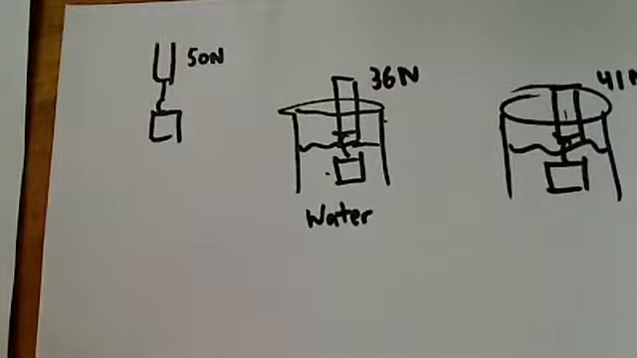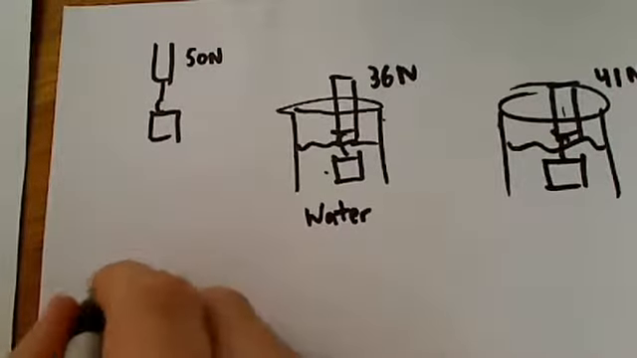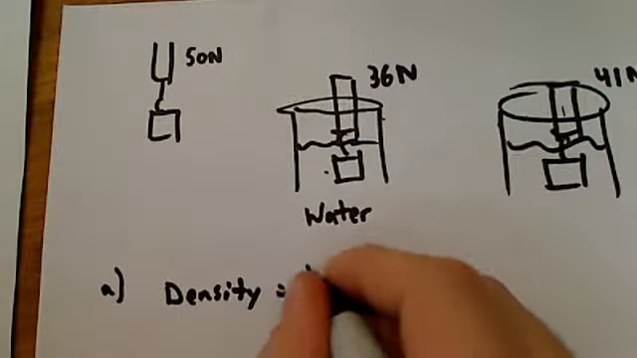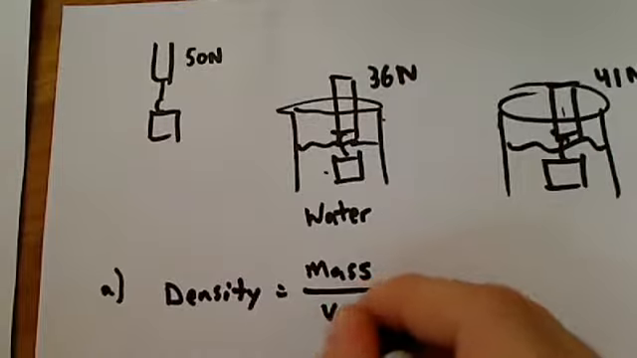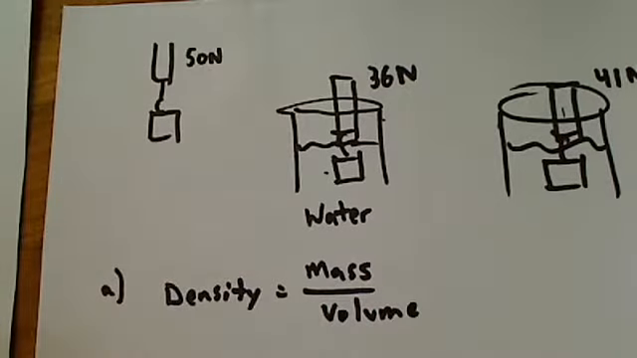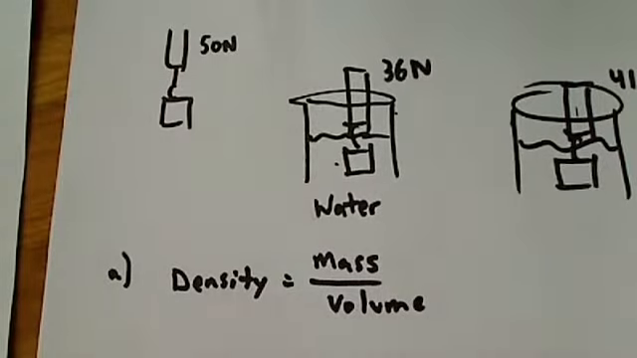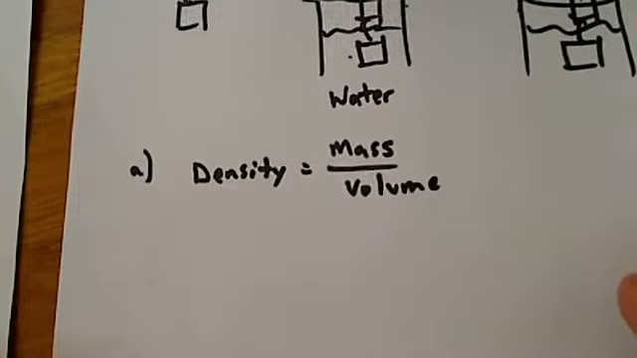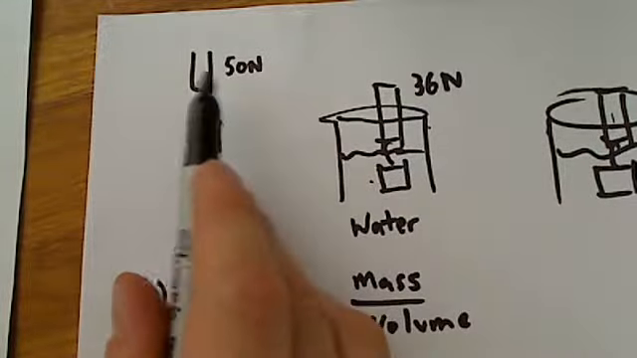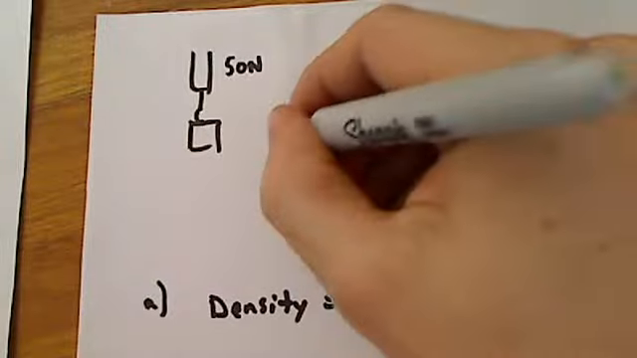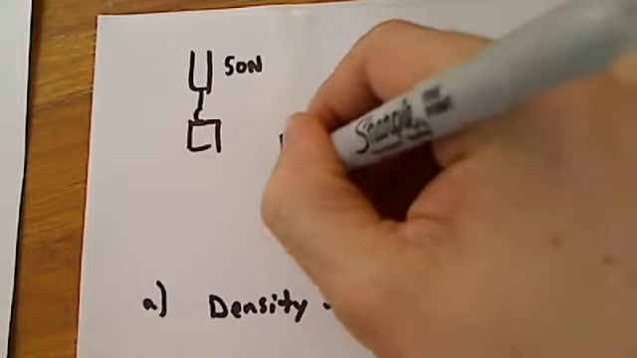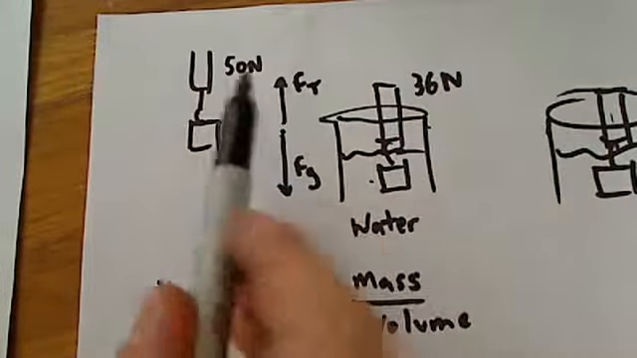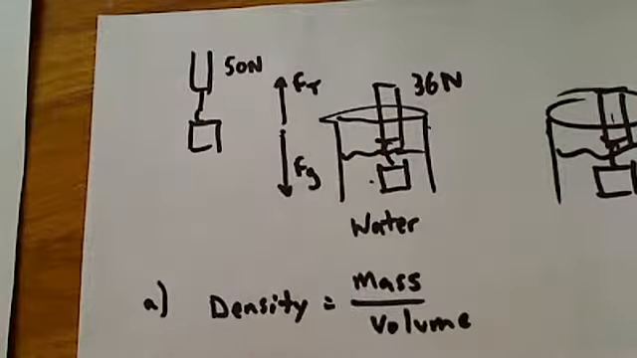Okay. So first we want to find the density of the metal. Remember, density is mass all over volume. So if we know the object's mass and its volume, we're going to know its density. The first step is that we know the force of gravity in air. If we think of this as a free body diagram, we have gravity and our tension force. Our tension force reads 50 newtons. That must be our force of gravity.